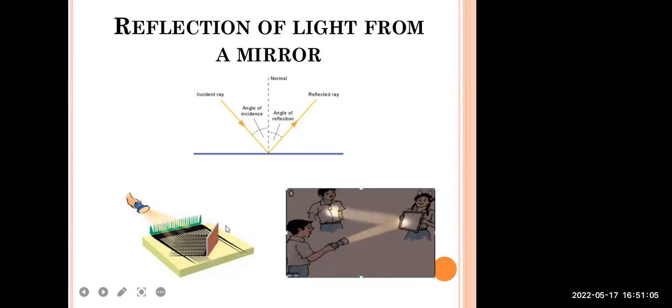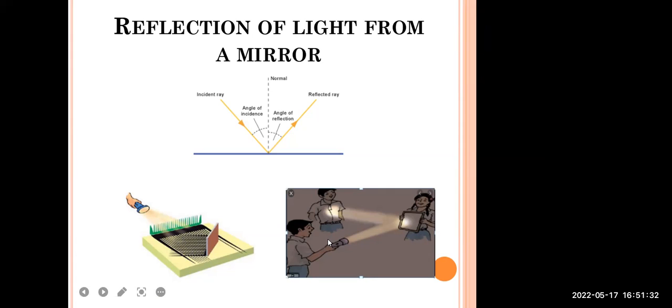Now, as an example of reflection of light from a mirror, you can see there is a comb and there is a gap between the teeth of the comb. This is the source of the light. Light passes and falls on this mirror, and when it falls, the light gets reflected in such a way that you can see the shadow in this. This is the reflection of light from a mirror.